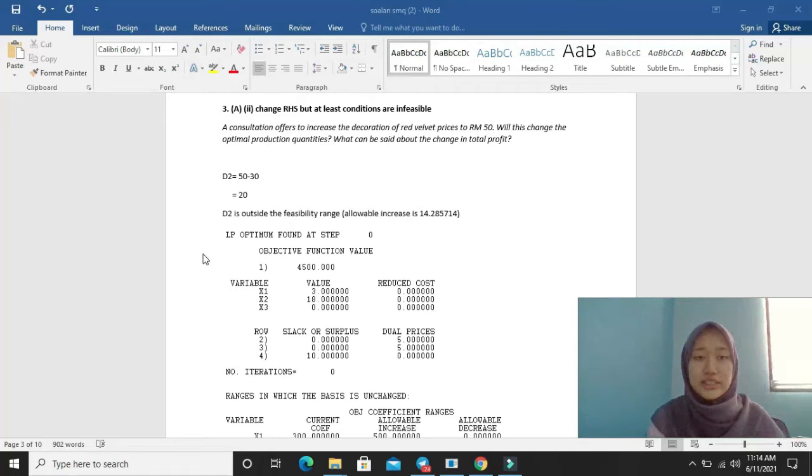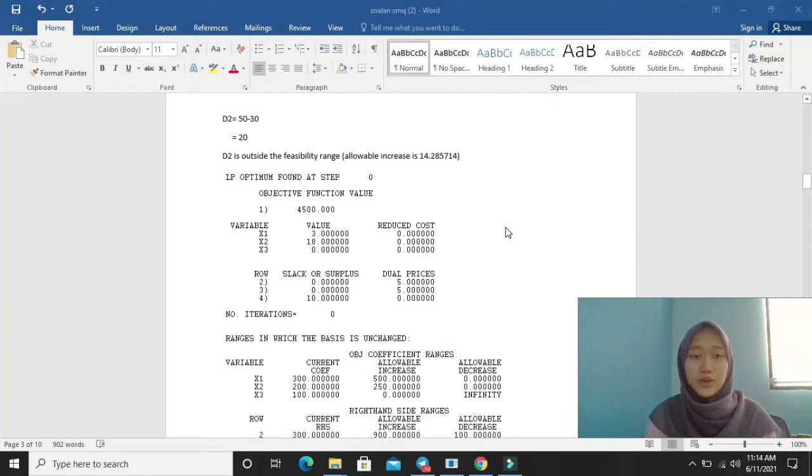The situation is a consultation offers to increase the price of decoration of red velvet to 50 ringgit. Will this change the optimal production quantities? What can be said about the change in total profit? First of all, as usual, we need to find the increment. The new value of the decoration of red velvet price is subtracted from the initial price, which is 30 ringgit. So 50 minus 30, we obtain D2 is equal to 20 ringgit.